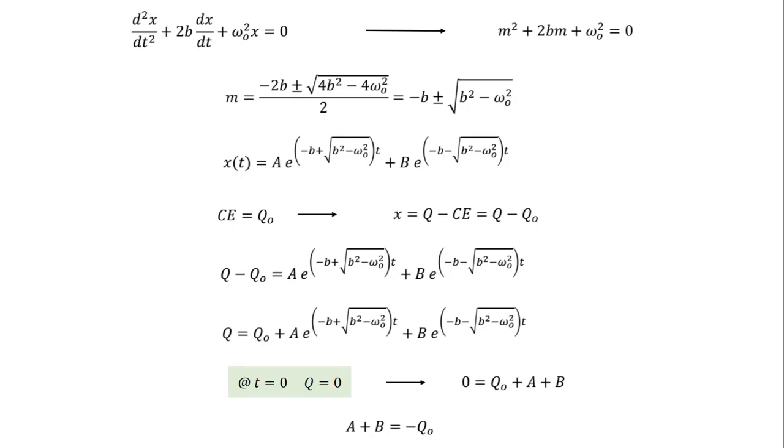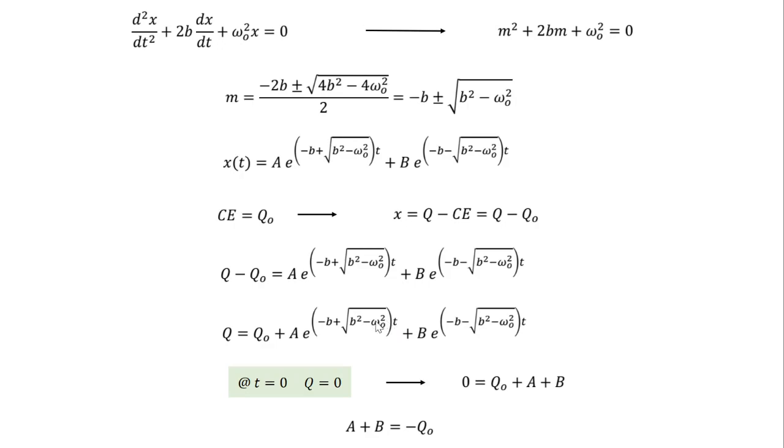What do we do? Since we have a time dependent equation, we can use the initial conditions. We have two unknowns, so we need two initial conditions. So what's the first condition? We know that at time t equal to 0, the capacitor is empty. So Q equal to 0. Substitute this condition in this equation. So Q equal to 0, so the left hand side is 0. Q naught plus A e to the power 0.